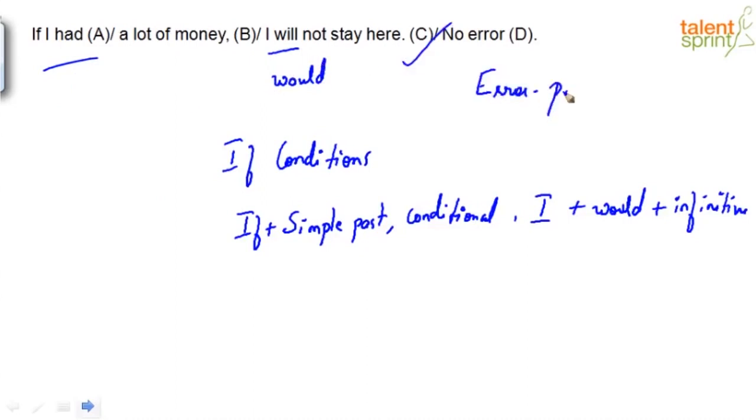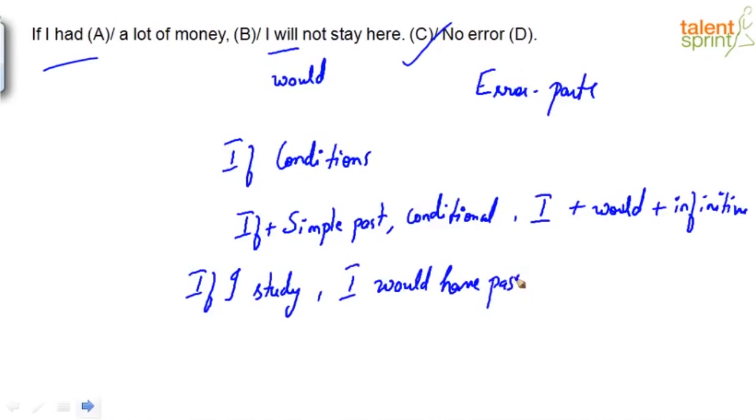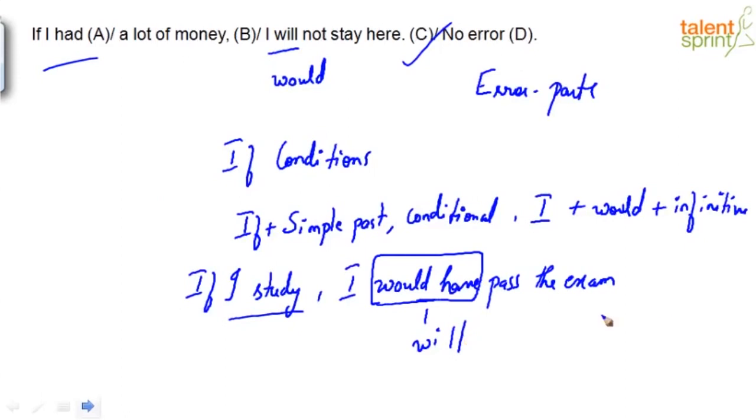So it's important for you to be familiar with all the conditionals. If there is an error pertaining to first, second or third conditional, you should be able to quickly identify that. So if I say, if I study, I would have passed the exam, as soon as you see the sentence, you know it's incorrect. You need to change would to will. Why? This is a first conditional. If I study, simple present. If plus simple present, I will. This is the first conditional.